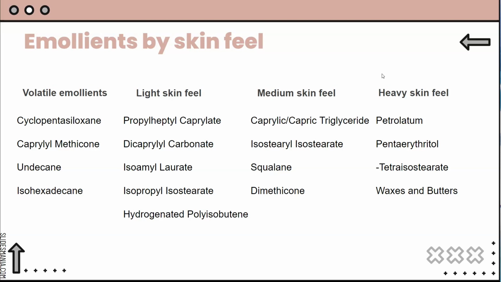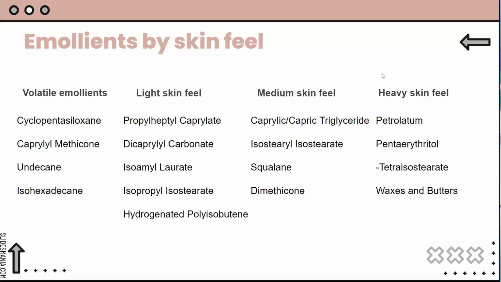If you're gearing towards dry skin, then you'd want to use medium skin feel emollients that can increase your hydration by leaving a little bit of residual emolliency in your skin. Examples of these are capric caprylic triglycerides, isostearyl isostearate, squalane, and dimethicone.